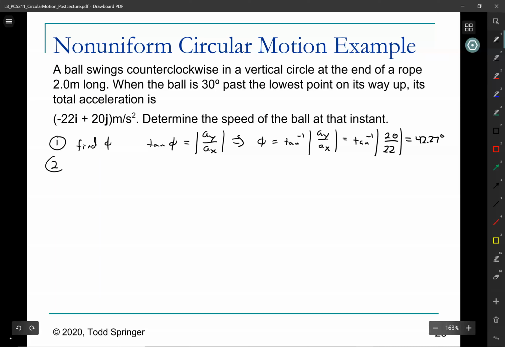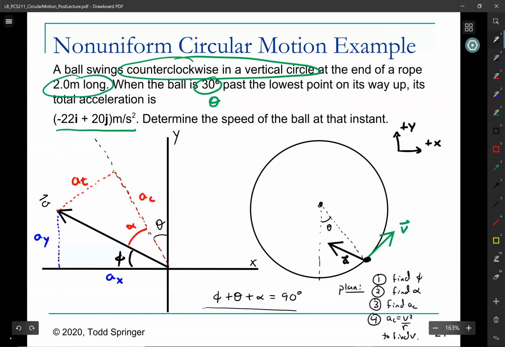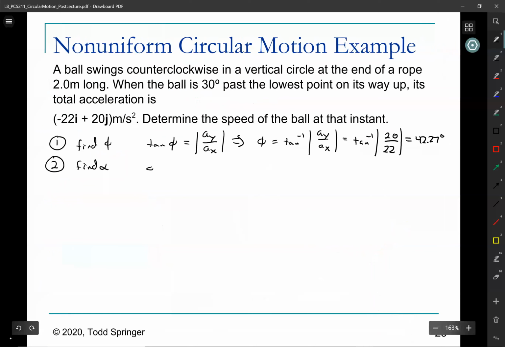Okay, so next step, find alpha. Well, that's easy, right? Because we said phi plus theta plus alpha was 90 degrees. So alpha is 90 degrees minus theta, which is 30 degrees, minus phi, which is 42.27 degrees. And that turns out to be 17.73 degrees.